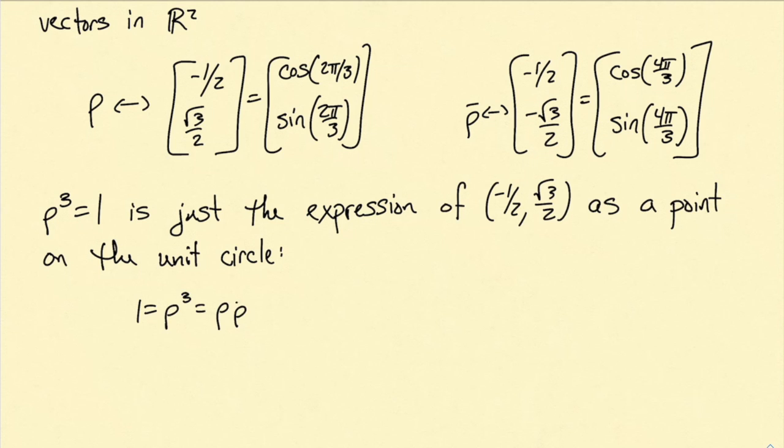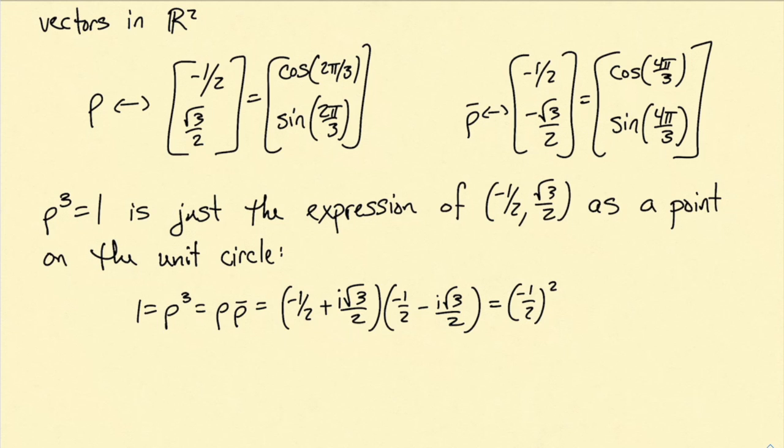We can pull off a rho squared and rewrite that as rho bar. So we get rho rho bar. Rho is negative 1/2 plus i root 3 over 2. And rho bar, being its complex conjugate, is negative 1/2 minus i root 3 over 2. If you don't already recognize this as the square of the modulus of rho, then you can apply the difference of two squares formula to see that this is negative 1/2 squared minus i root 3 over 2 squared. Of course, i squared is minus 1, and we're left with negative 1/2 squared plus root 3 over 2 squared.